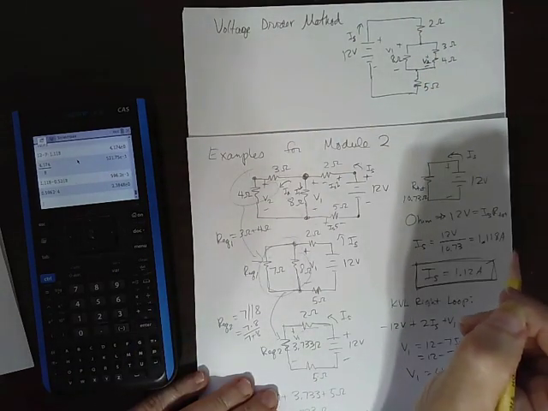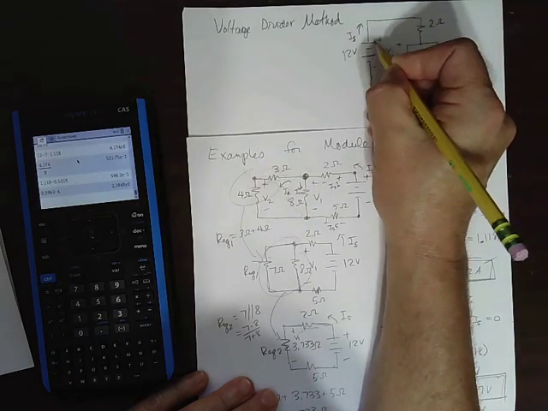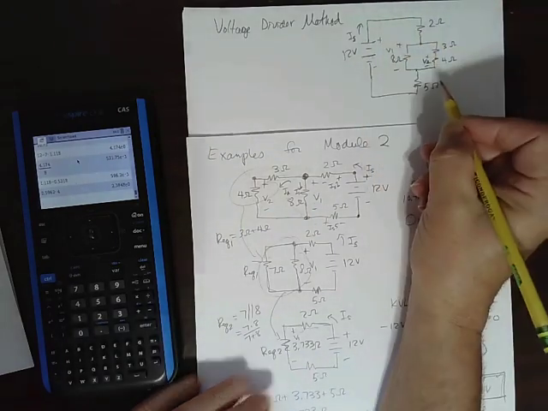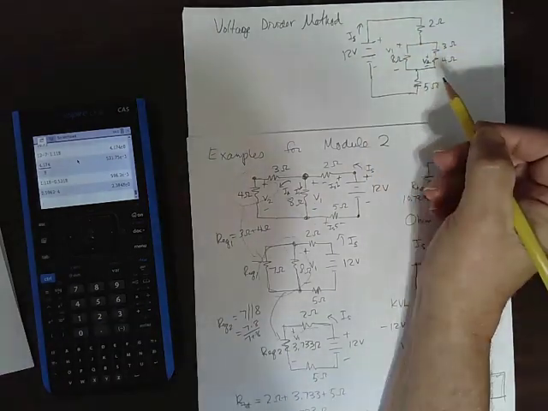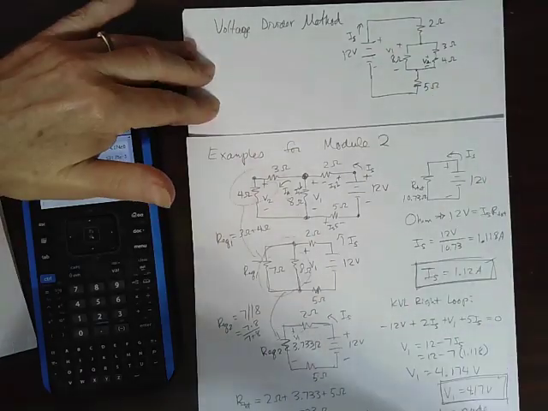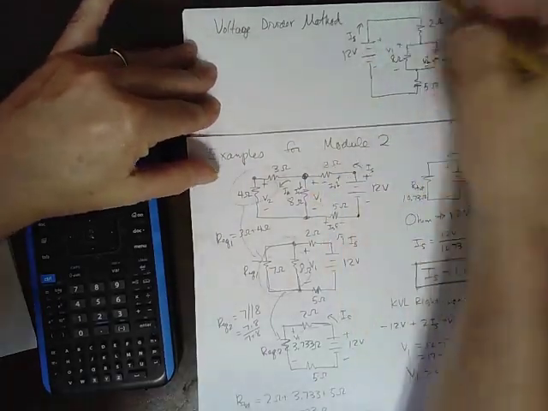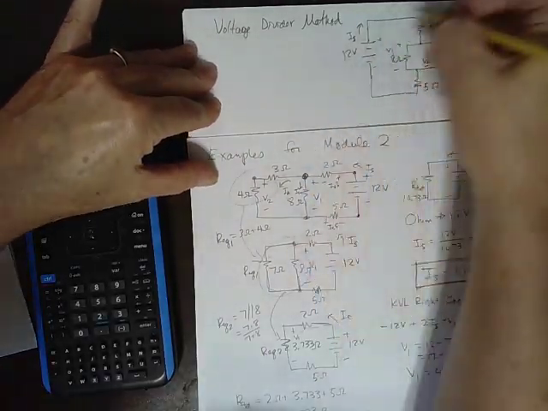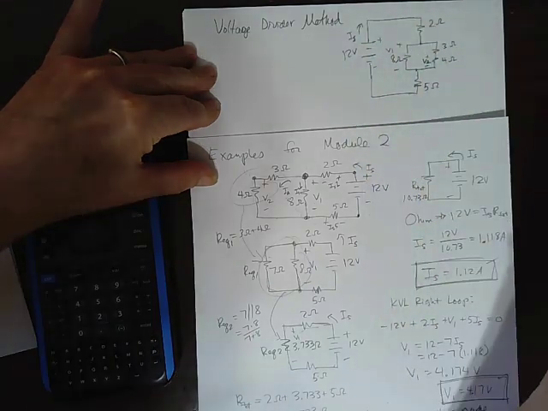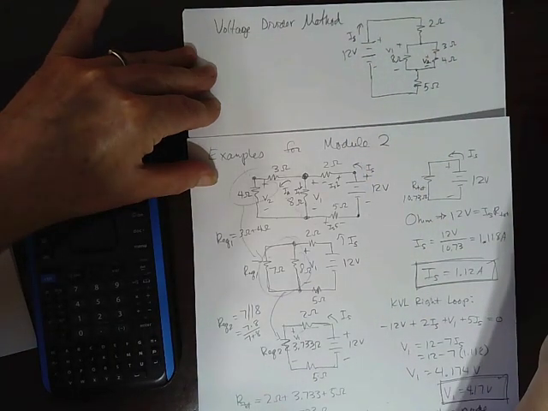Feel free when you're doing these problems to redraw your circuits. Redraw them correctly. All that matters is what's connected to what, how they're connected. It doesn't matter if you have a long looking wire or a short looking wire, or if there are square corners or round corners. It's the connections that matter.